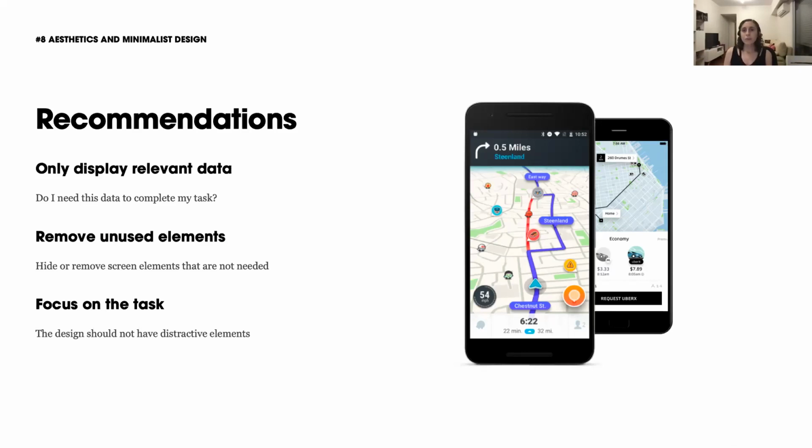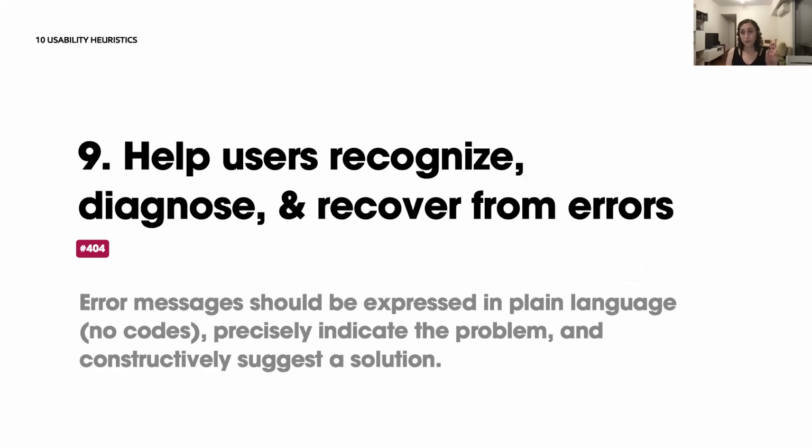And heuristic 9. We are two to go. Help users recognize, diagnose, and recover from errors. Error messages should be expressed in plain language, no codes, indicate the problem precisely, and constructively suggest a solution, as Nielsen has said. What does this mean?